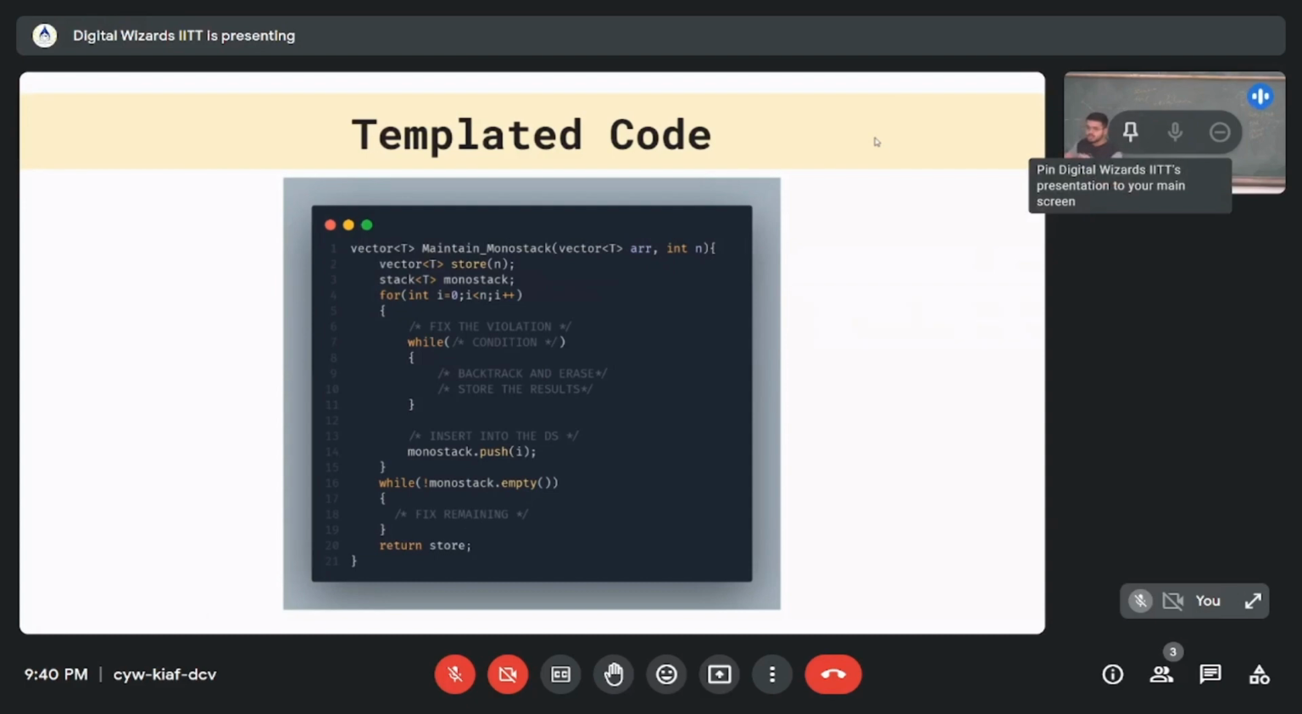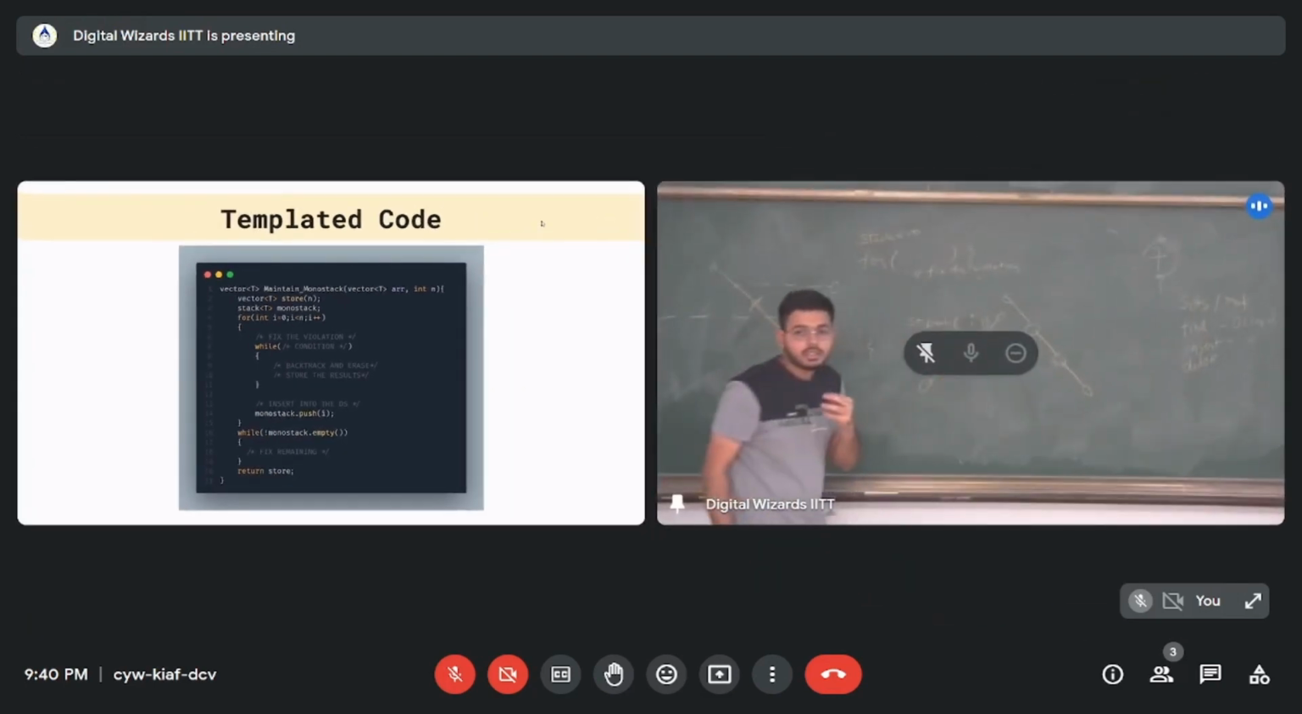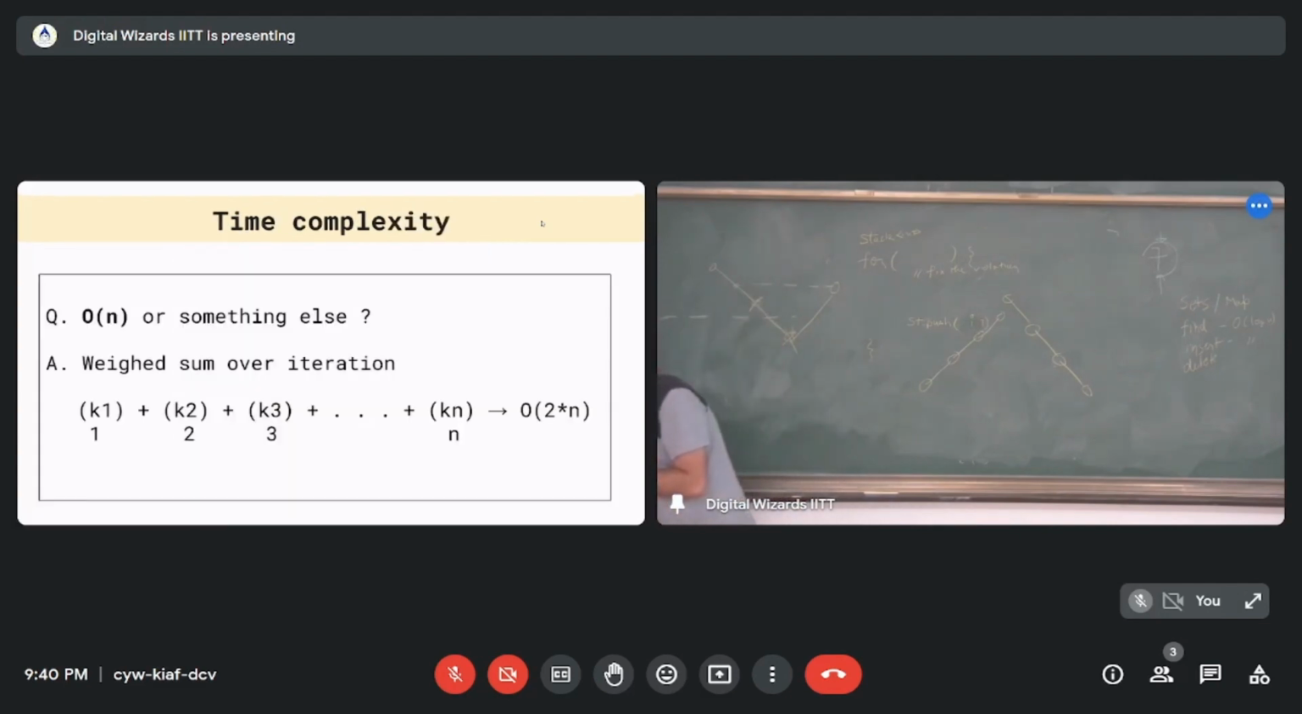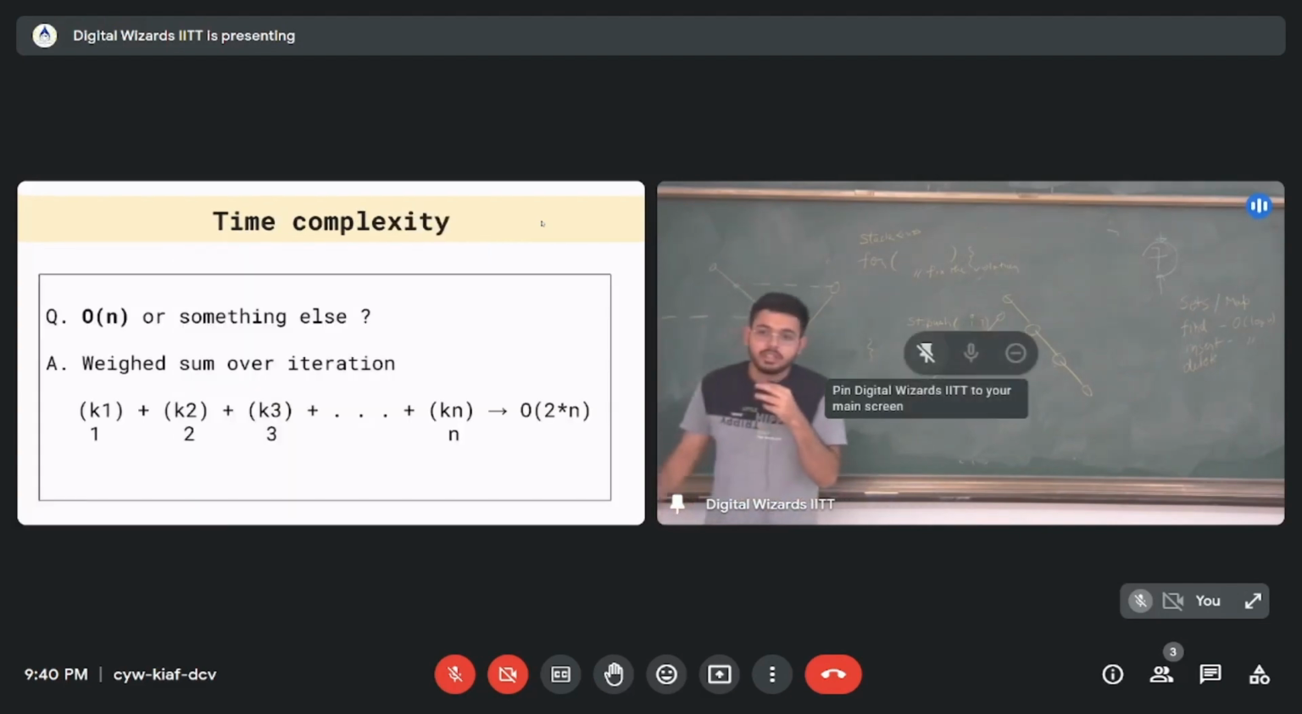And it's just a mono stack. So what I just told you is this kind of data structure, right? Suppose I have this kind of data structure here, and I want to maintain it. Then you could use the same templated code and just change the condition. We'll look at that in the next example. So yeah, that's an important thing.